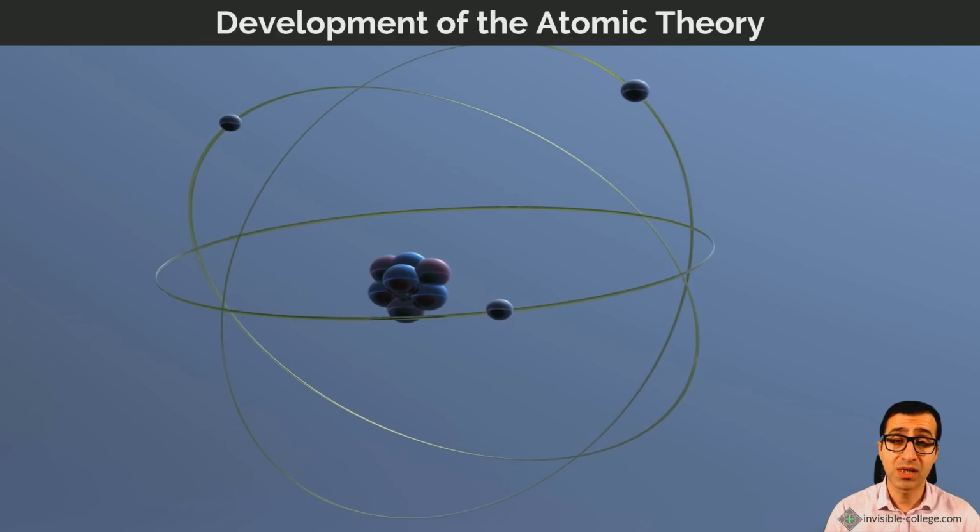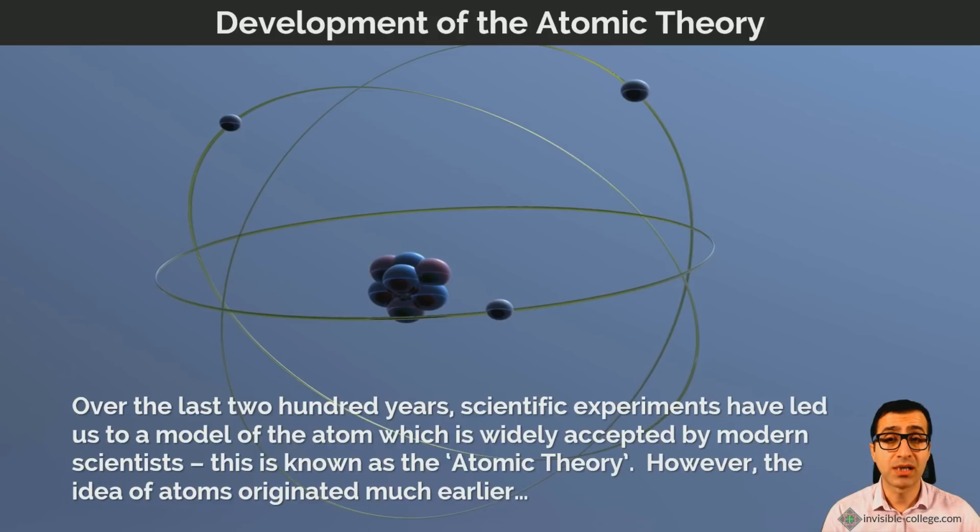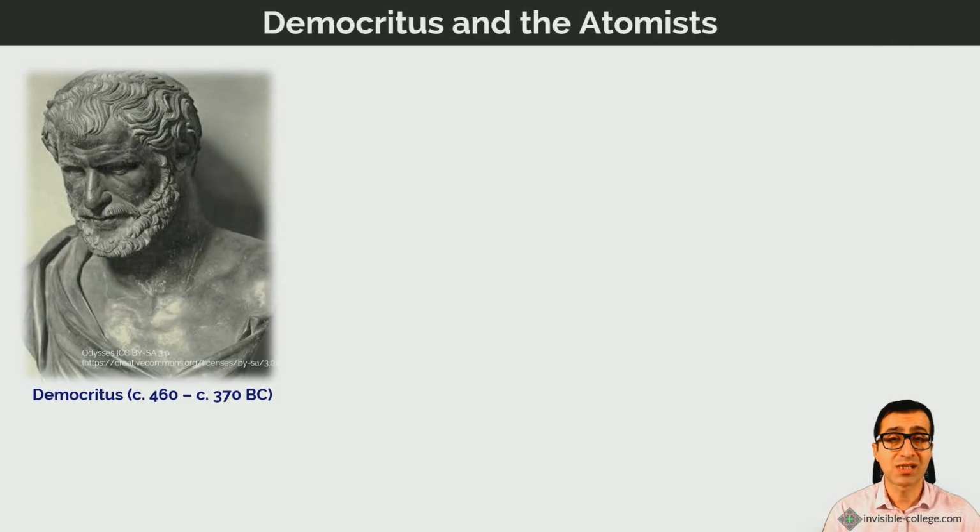Now, over the last 200 years or so, various scientific experiments done by various scientists have led to the widely accepted model of the structure of the atom. This is called the atomic theory. But the idea of atoms originated much earlier in ancient Greece in about the 5th century BC. And it started with this man.